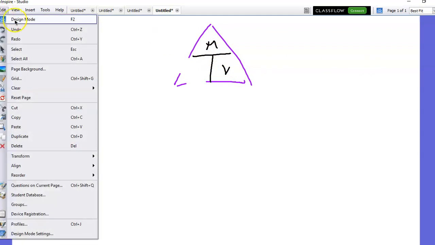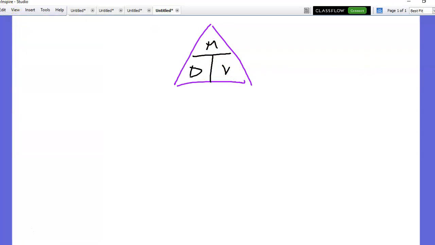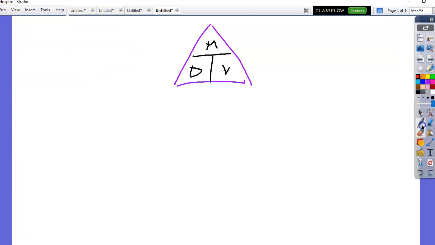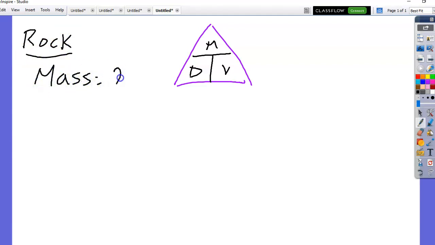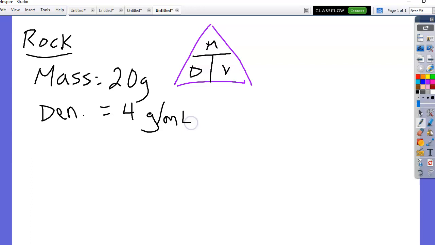Now if I just undo really quickly and bring it back, let's say I have the opposite question. Let's say I'm given a question and I say, okay, I have a rock, and I know that the mass is 20 grams, and I know that the density is 4 grams per milliliter. Well, what's my volume?